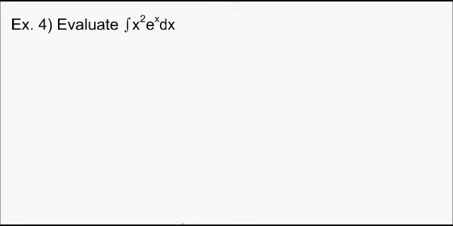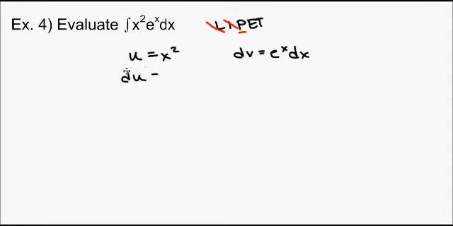Example 4. Evaluate the integral of x squared e to the x dx. So again, remember LIPET. I don't have a natural logarithm. I don't have an inverse trig. I do have a polynomial, and that is x squared. So I'm going to say u is x squared. dv is e to the x dx. du is 2x dx. And v is e to the x.